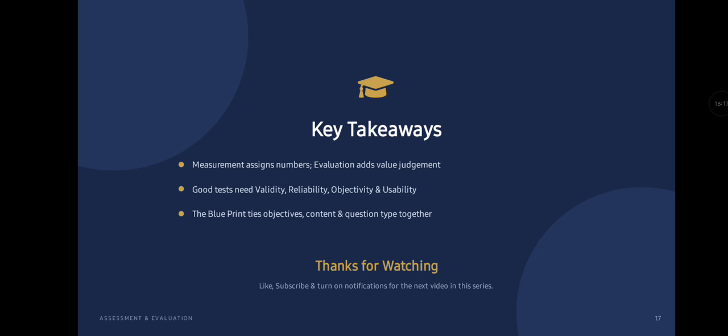The last is key takeaways. We have completed in this session: measurement assigns numbers, evaluation adds value judgment. Good tests need validity, reliability, objectivity and usability. The blueprint ties objectives, content and question type together.